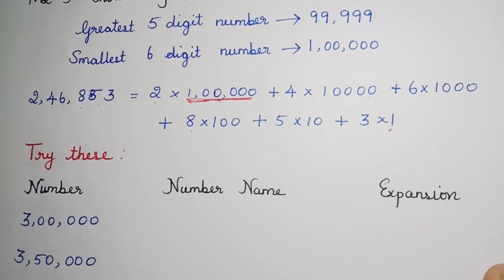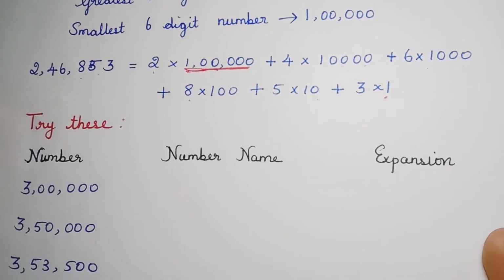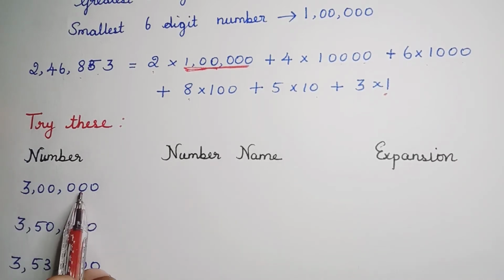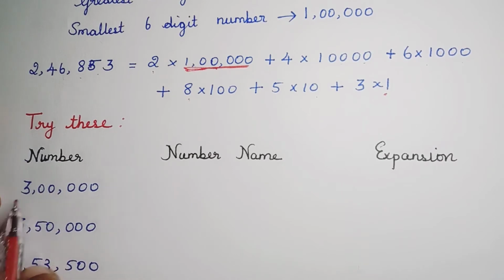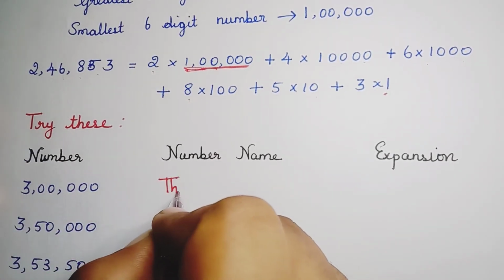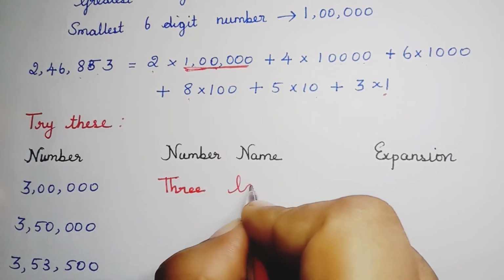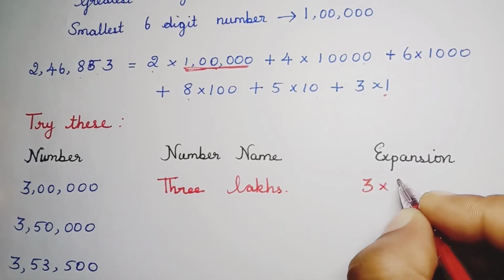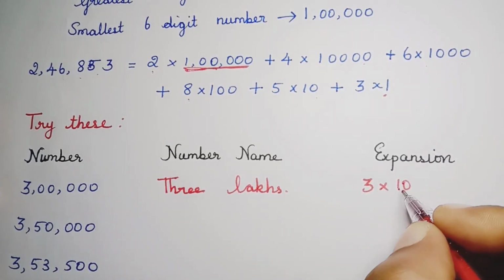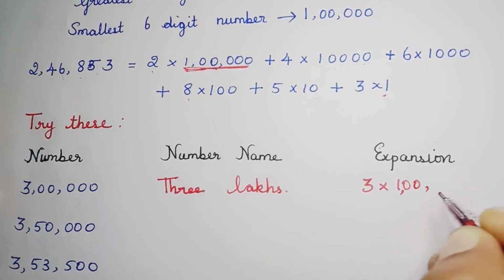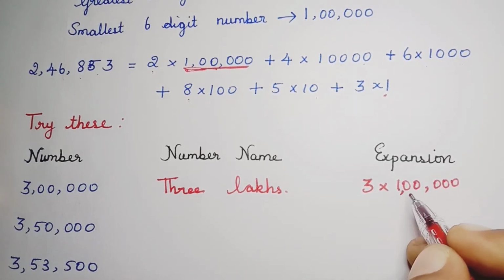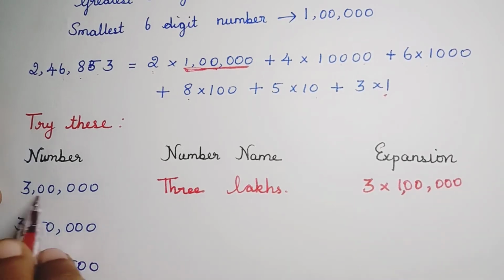And try this. You have a few questions. Let's try to solve this. So what's the number name for this number? Ones, tens, 100, 1000, 10,000, lakh. So this is 3 lakhs. Okay, 3 lakhs. So how will you expand this? 3 into lakh, right? For lakh, you have to write 1, comma, then 2 zeros, then 3 zeros. This is ones, tens, 100, 1000, 10,000, lakh. You don't have any other numbers, so that's it.